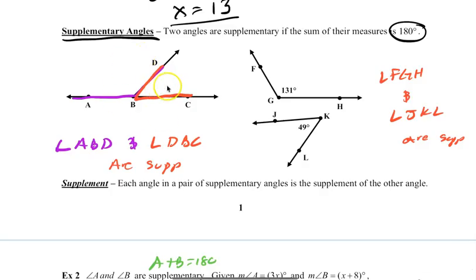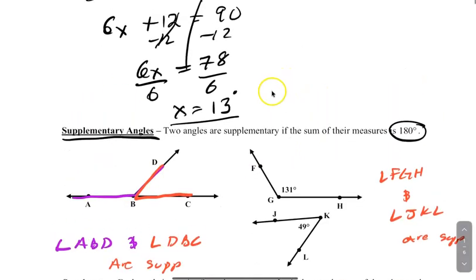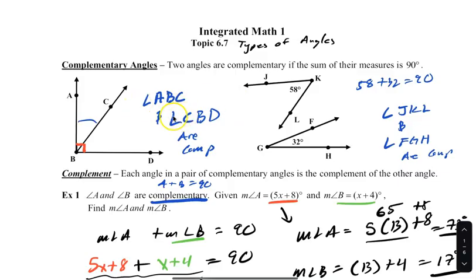They could be a straight line like a linear pair, or they could just be two angles that add up to 180. And complementary angles are two angles that add up to 90. And that's the lesson.